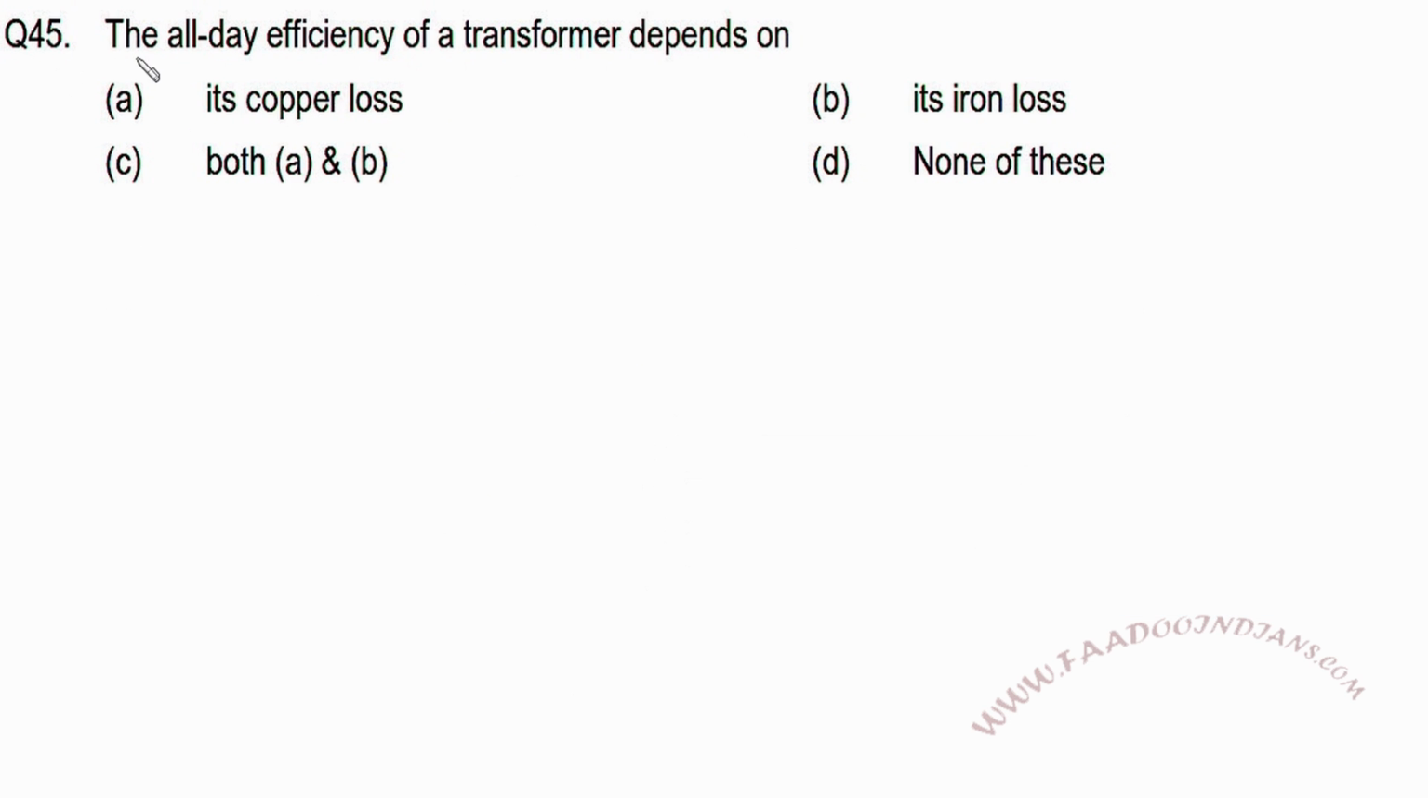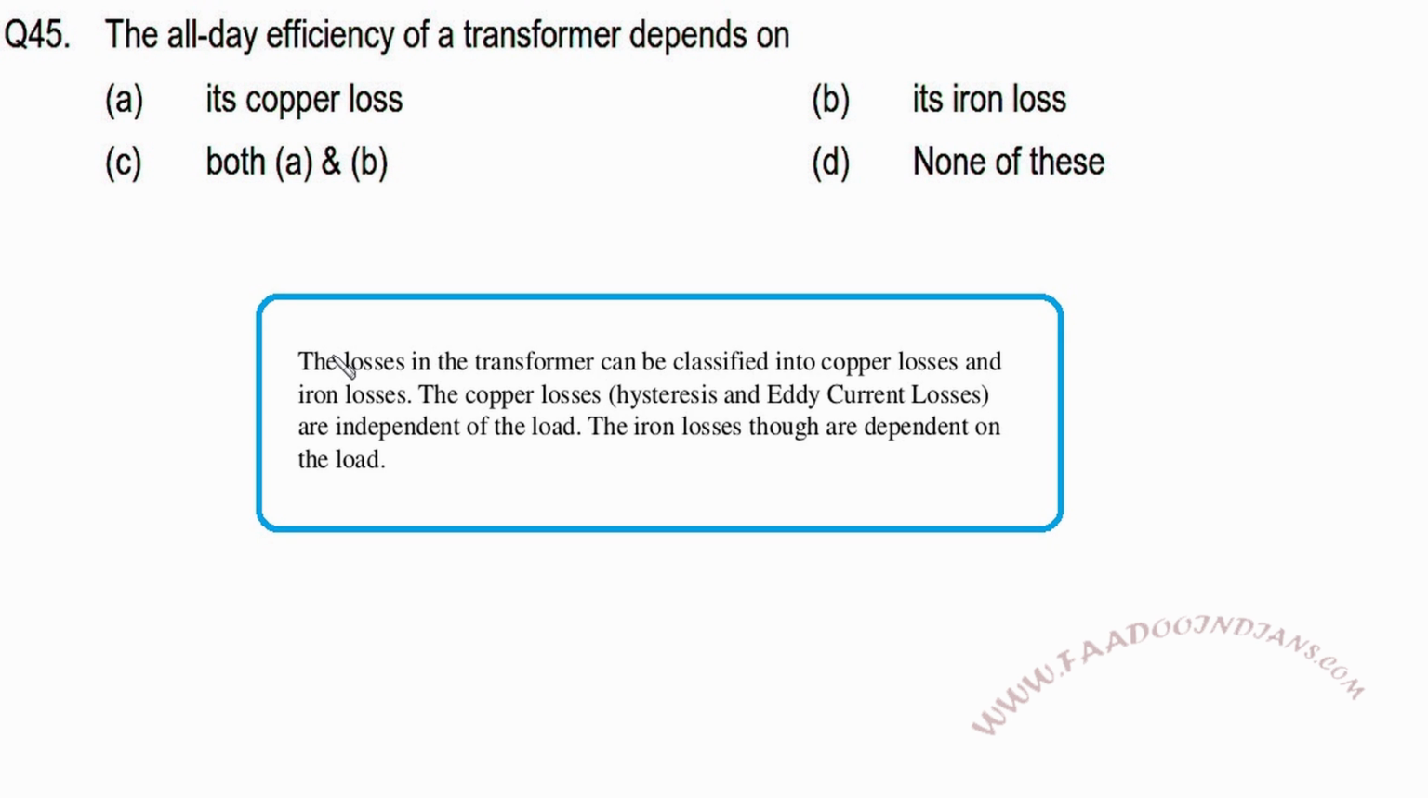45th, the all-day efficiency of a transformer depends on, well, in a transformer, there are two types of losses. So the losses in the transformer can be classified into copper losses and iron losses. The iron losses, that is hysteresis and eddy current losses, are independent of the load. Anyways, they are happening all the time. The copper losses, though, are dependent on the load.